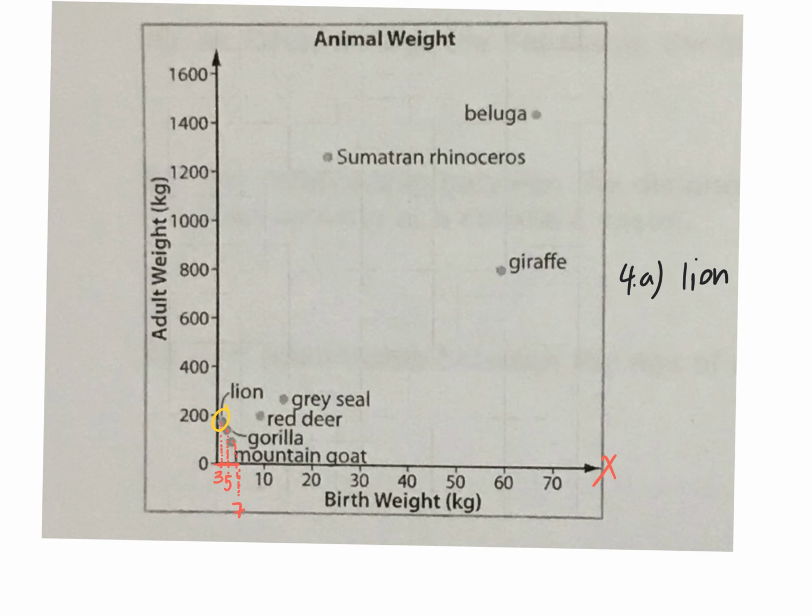Okay, I know that one was tricky. Which one has the heaviest adult weight? This one's easy. The beluga. That was an easy one. We're going this way now, right? Which point is at the highest point on the graph? Okay, the beluga is the heaviest when it's an adult.